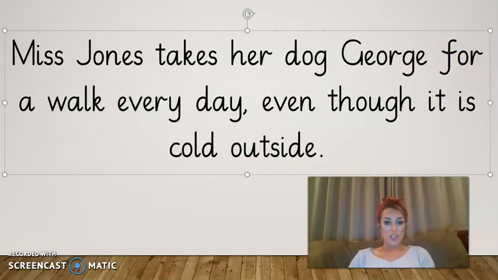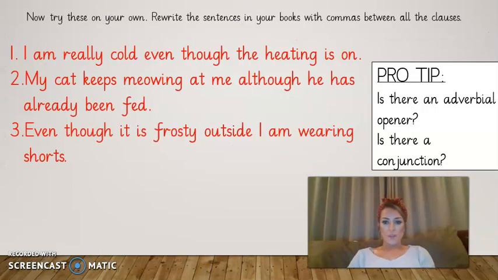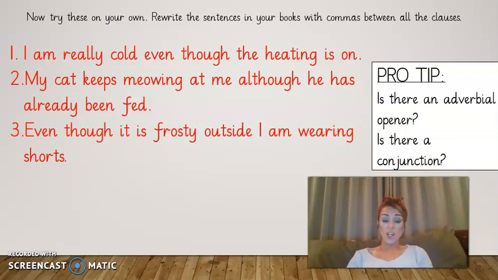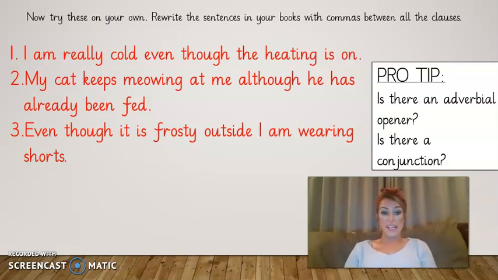So this is your final challenge for today's SPAG lesson. There are some sentences here, and you are going to write these in your book with the commas in between the clauses, just like we've done before. And I've got some pro tips for you here. You are going to look for adverbial openers and conjunctions. So adverbial openers or fronted adverbials like we did last week, and conjunctions. If you manage to spot those, that will give you a really good clue as to where your comma should go. I'm going to read them for you, but I do want you to write them out on your own as neatly as you can.